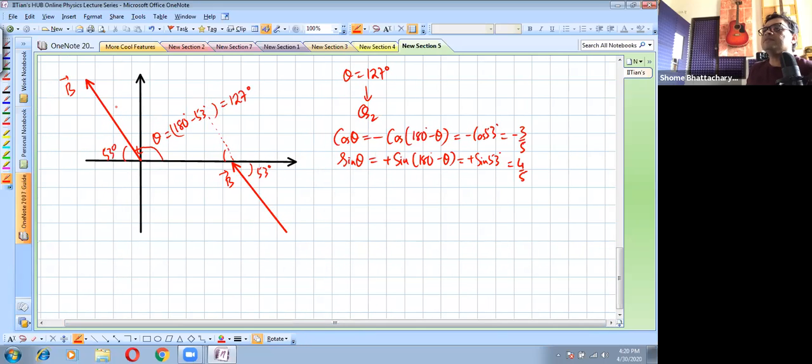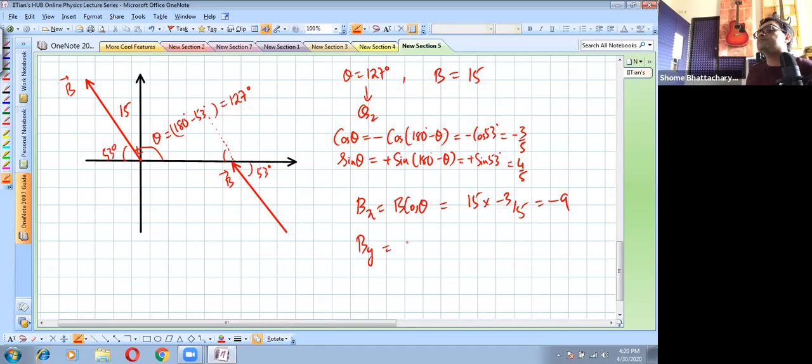And of course the magnitude of B I had given as, what was it, 15? Okay. So theta is this, and the magnitude of B is 15. So again the x component, which is B cos theta, will this time become 15 into minus 3 by 5. That is minus 9. And the y component is 15 into 4 by 5. It is in fact plus 12. Okay. So the vector B itself becomes minus 9 i cap plus 12 j cap.